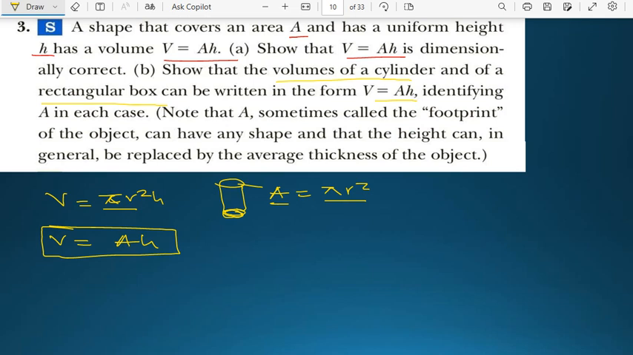Let's go ahead now and show the volume of a rectangle, if it can also be written in this form. Here's how you go about it. The volume of a rectangle is given by L times B times h. Where our L B, guys, is actually area. So where there is L B, we replace it with area, because L B is the area of a rectangle.